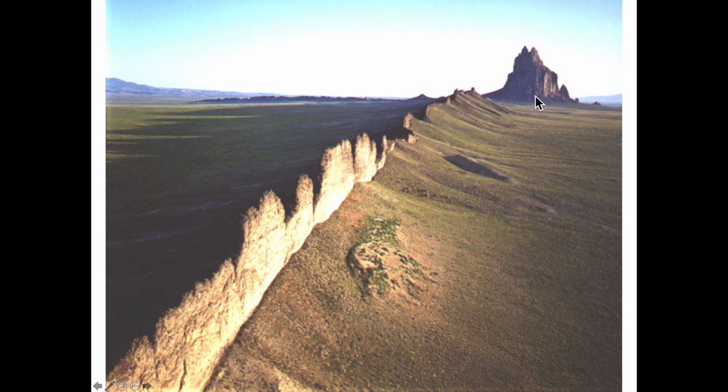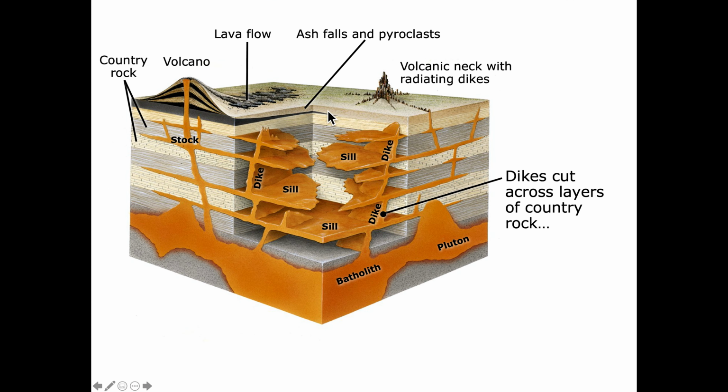So here we have the original neck of the volcano, perhaps, and then radiating dikes that emerge like spokes of a wheel from this hub. Now we can have ash falls and pyroclasts accumulate to considerable depth. That was probably the case here. It's all been erased because this is easily weathered. Again, dikes are going to cut across layers of country rock, where sills conform to the layers of country rock.